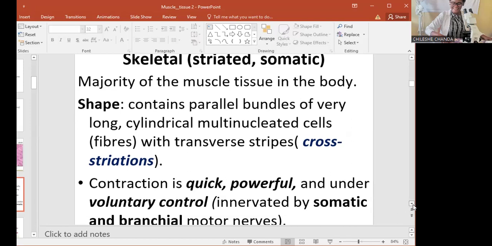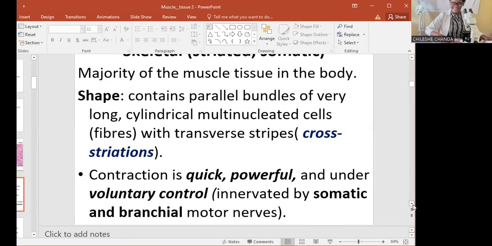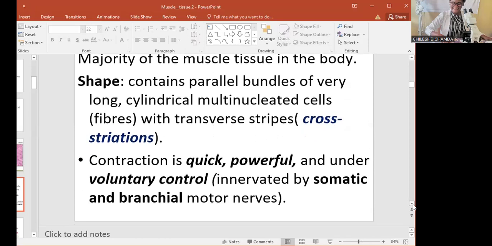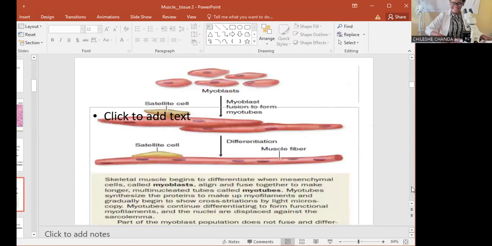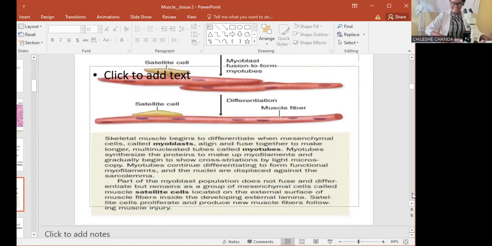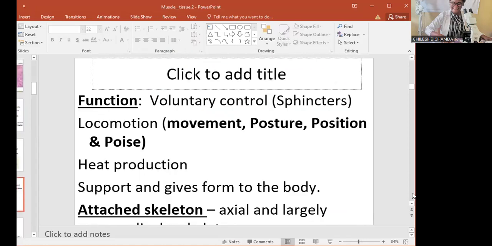Okay, the contraction is quick, powerful, under voluntary control, innervated by somatic and branchial motor nerves. Okay, we're going to look at the motor nerves very soon. So this is how skeletal muscle is going to appear. It is rod shaped. This is how it develops all the way from there, and then at the end of the day it will look like this. Then it is a long cell, a very long cell.